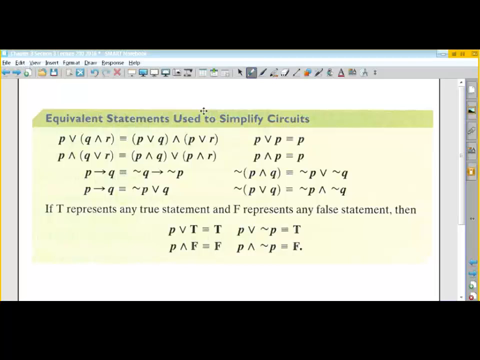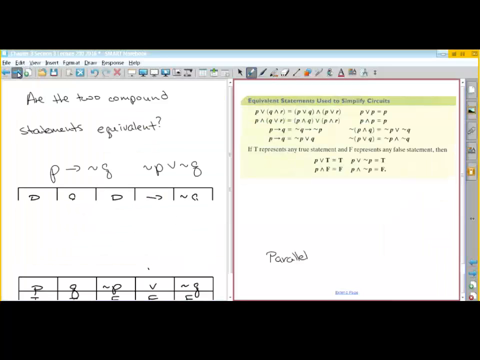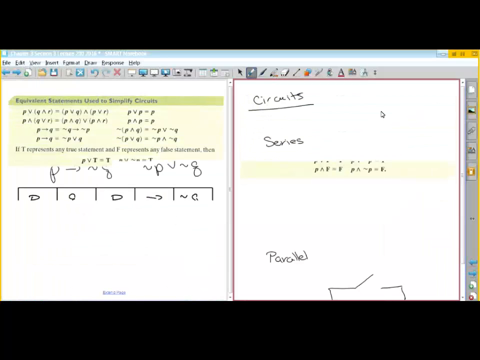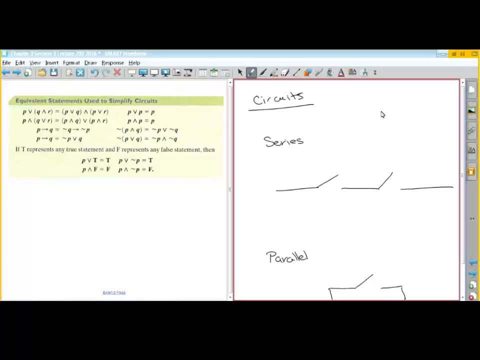Okay, and it says for simplifying circuits. So we're going to talk about circuits right now. The last part of this section is looking at electric circuits and realizing that they can model logic statements in terms of ANDs or ORs. So we're going to look at two kinds of circuits, one called series. And series circuits are things that are connected one end to the other.